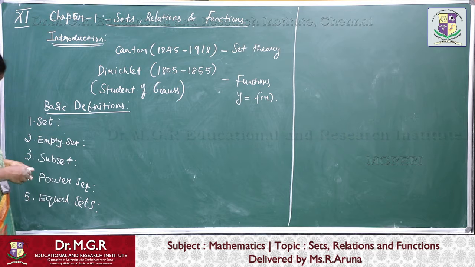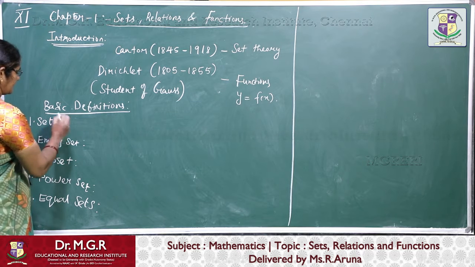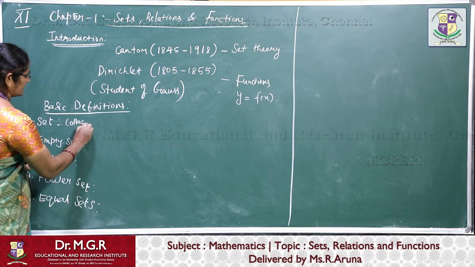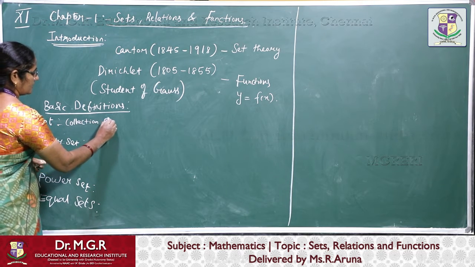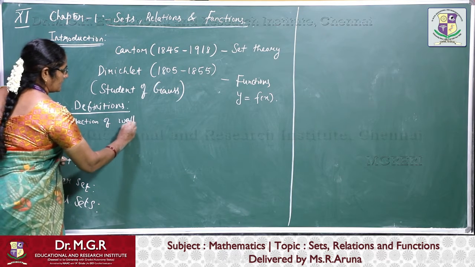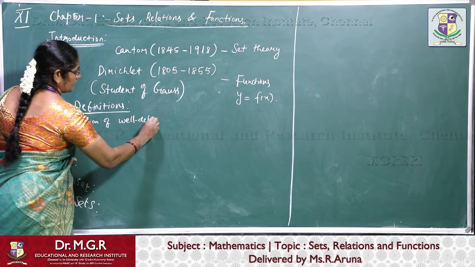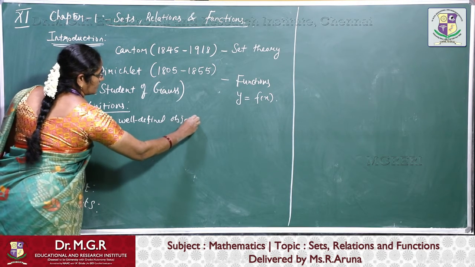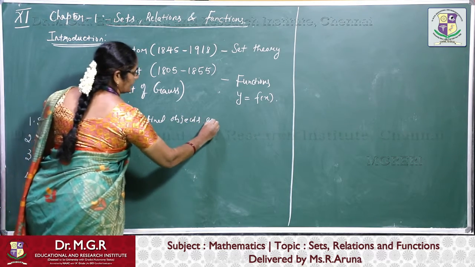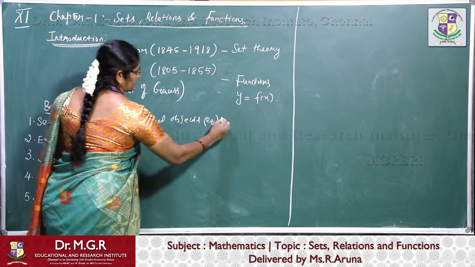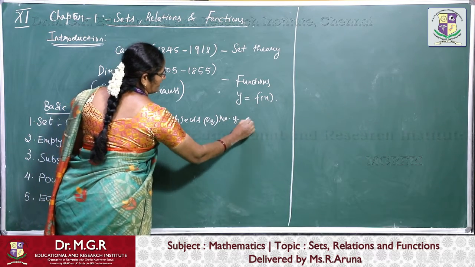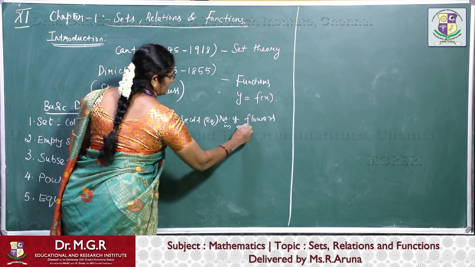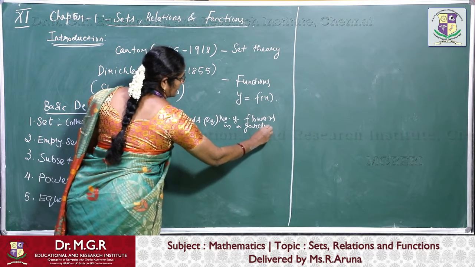So first we shall see what is a set. What is a set? It is a collection of well defined objects. Example, well defined objects means the number of flowers in a garden, etc.